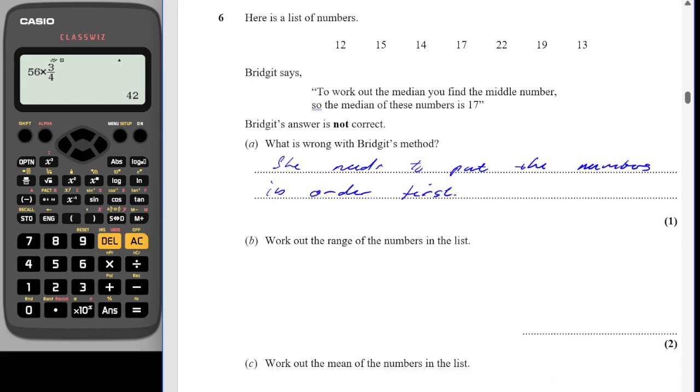Work out the range of the numbers from the list. For the range we need the largest value and the smallest value. The largest value is 22 and the smallest value is 12. So 22 minus 12 would just give us 10.